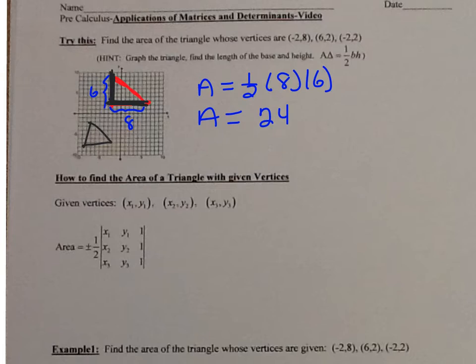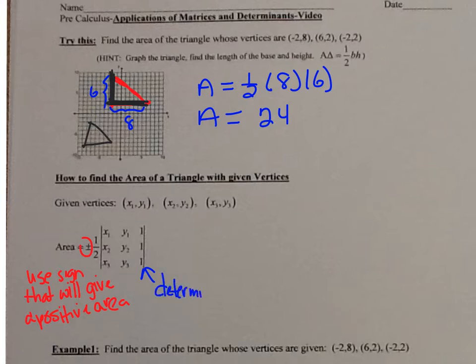All right, so now why is it plus minus? Well, it's plus minus because we have to figure out what will give us a positive area. So you use the sign that will give a positive area. Okay, and remember the bars, it's not absolute value, that means determinant. So what this means is it's plus minus 1/2 the determinant.